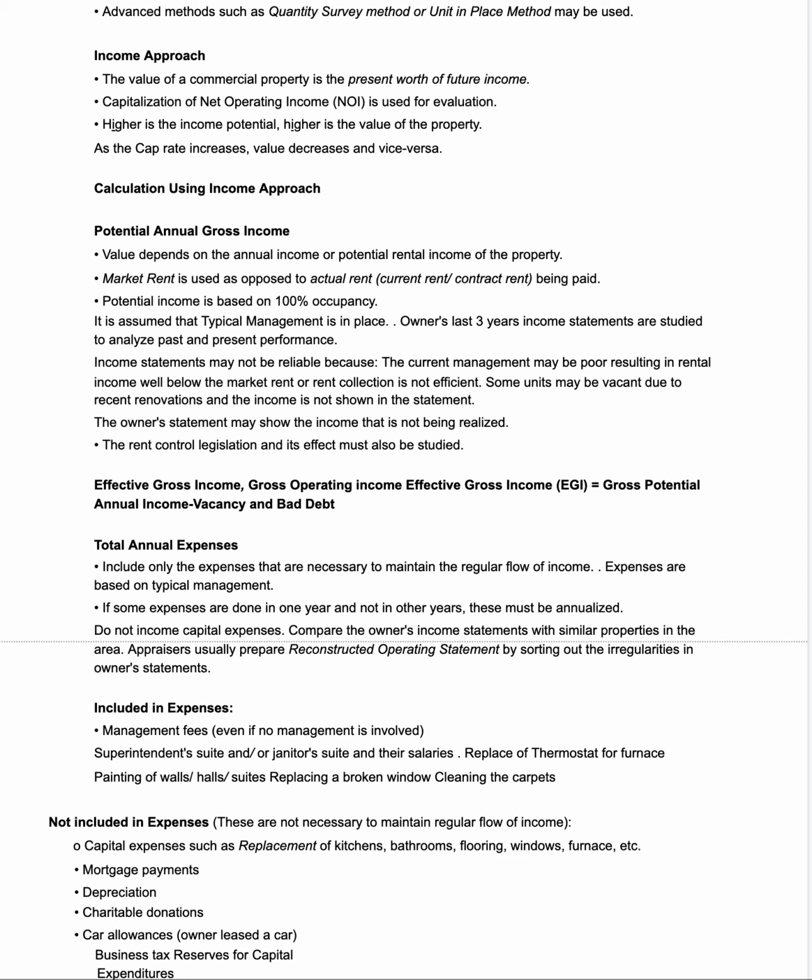Of course, if the owner's income statement is consistent with the appraiser's analysis, then it's a number that can be used in the appraisal work. If not, the appraiser will give more attention to the figures arrived at through his own market research. Step 2. Deduct the estimated vacancy and bad debt from the estimated potential annual gross income to arrive at the effective annual gross income.